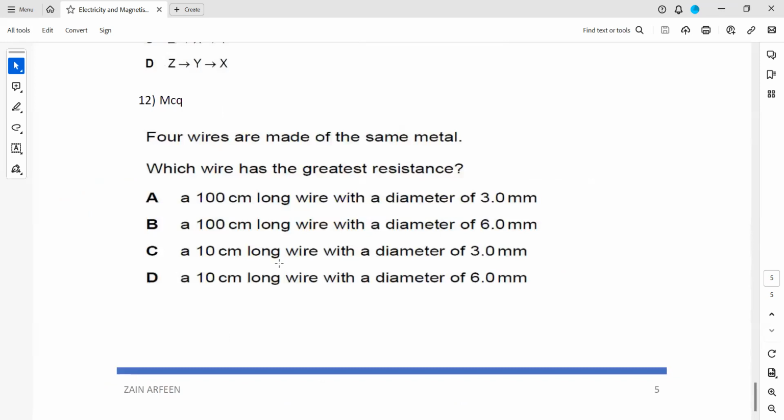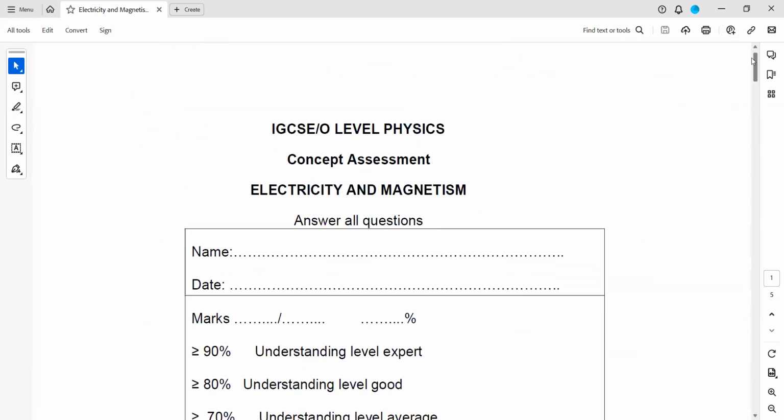Then we have 4 wires made of the same metal. Which wire has the greatest resistance? It must be longer and thinner. So 100 centimeters long, and it should have a smaller diameter to have the high resistance. This one has a smaller diameter and it's longer, 100 centimeters. So A should be the right answer. Longer wires and thinner wires have higher resistance than thicker and shorter wires.